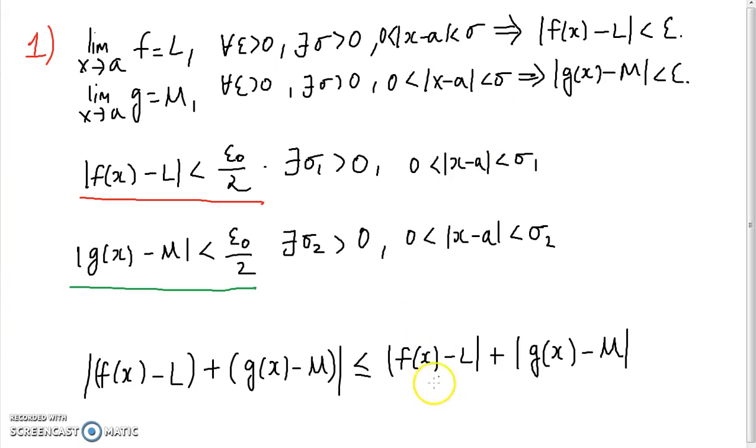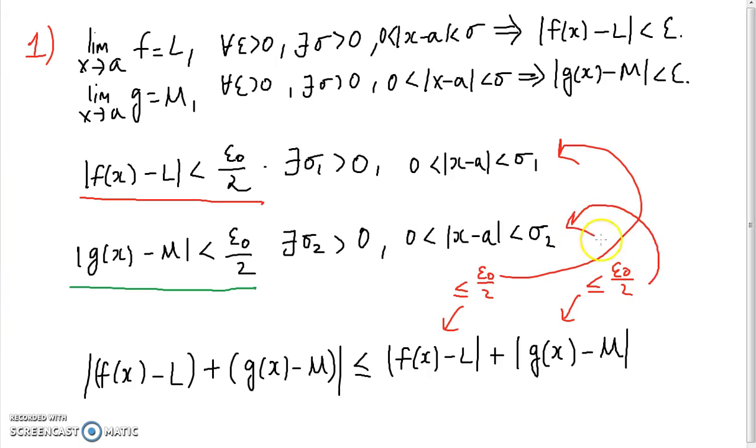Now, as given, if we can ensure that x is a distance less than delta 1 away from a, then we can ensure that this right here is less than or equal to epsilon 0 over 2, as per this over here. And if we can ensure that x is a distance less than delta 2 away from a, then we can ensure that this right here is less than or equal to epsilon 0 over 2 by this line over here. So how do we ensure that x is a distance less than delta 1 away from a, and x is a distance less than delta 2 away from a?